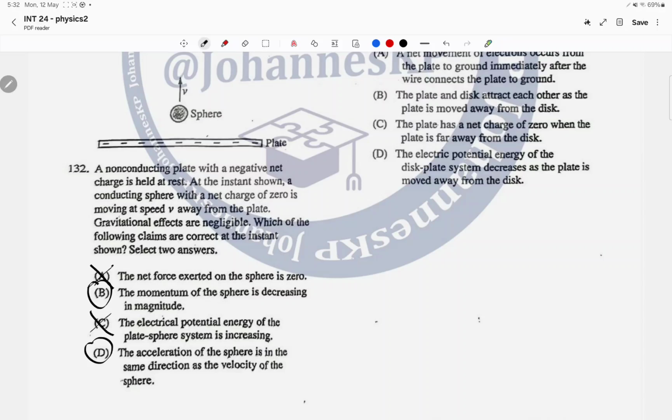Actually, wait, there's a mistake. The sphere is not negatively charged. The sphere has a net charge of 0. So now, when you have a neutral sphere, it will feel attraction toward the negative plate. But now it's moving away, so it's moving against the attraction. If it's moving against the attraction, the potential energy of the system is going to increase. Which is why it will decrease in its speed, which is why momentum will decrease.